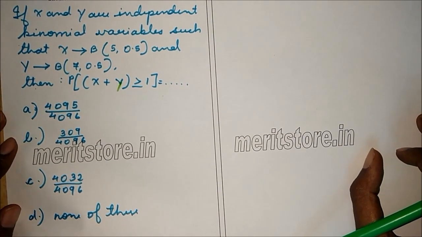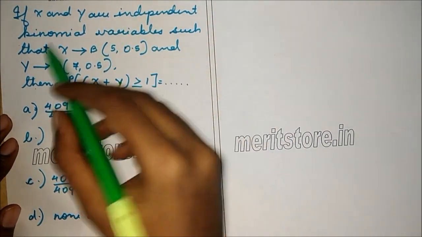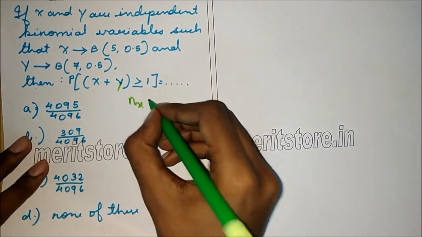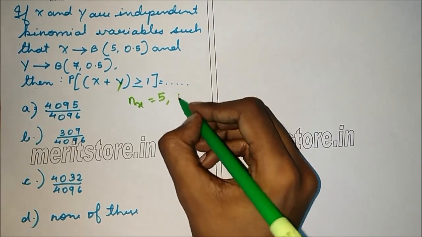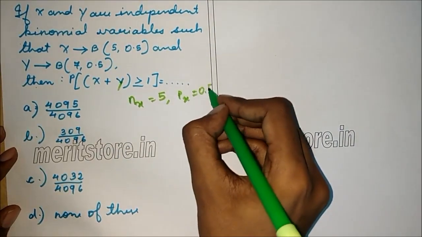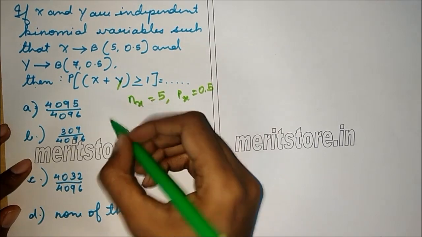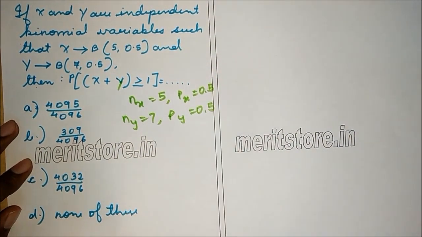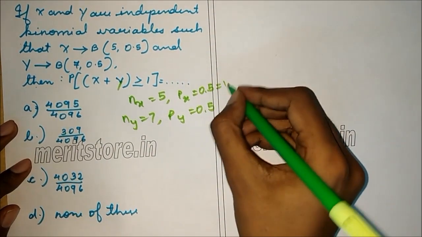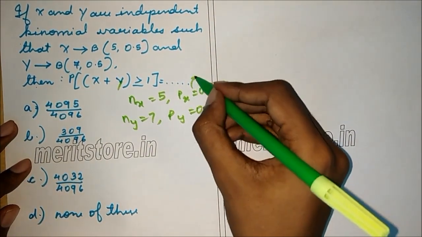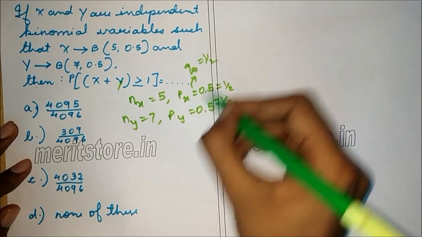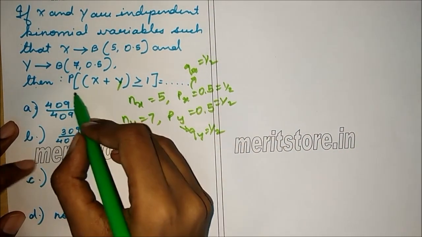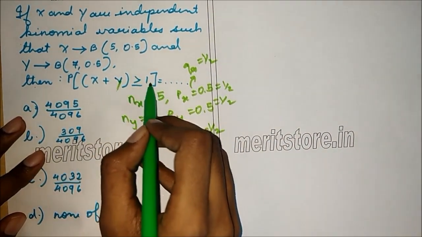If x and y are independent binomial variables such that x belongs to B(5, 0.5), so nx will be 5, px will be 0.5, and for y it is ny equals 7 and py equals 0.5. 0.5 equals half, that is. Similarly for this qx will be half and for this qy will be half. We have to find the probability such that x plus y is greater than or equal to 1.